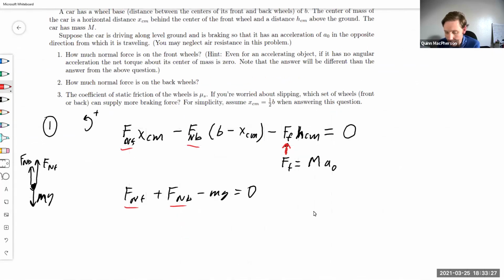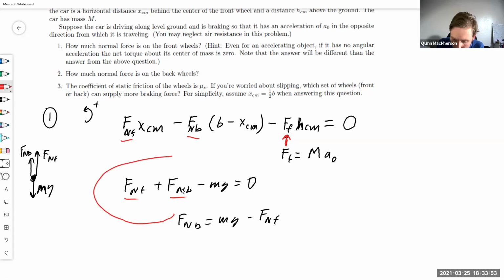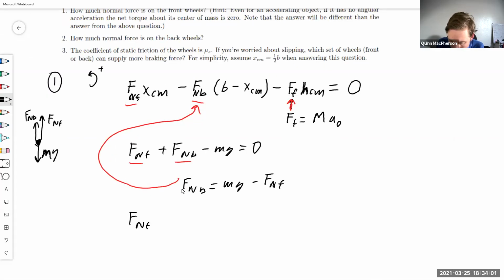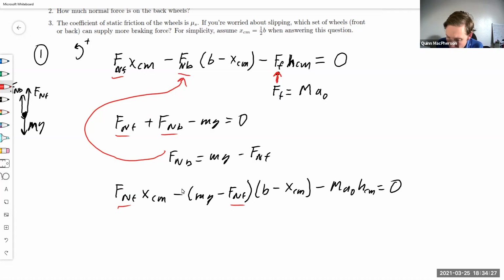Okay, so let's find, basically we have two equations, two unknowns. We're going to eliminate one of our variables. We want to find the normal force on the front wheels first. So let's eliminate the back. So I'm going to solve this for back and then plug it into the first one. So force normal back is equal to mg minus force normal front. I then plug that in there, and I get a big long equation of N_F x center of mass minus (mg minus force normal front) times (b minus x center of mass) minus m a0 h center of mass equals 0. Okay, so now we're down to one unknown, F normal front. We just need to solve for it.